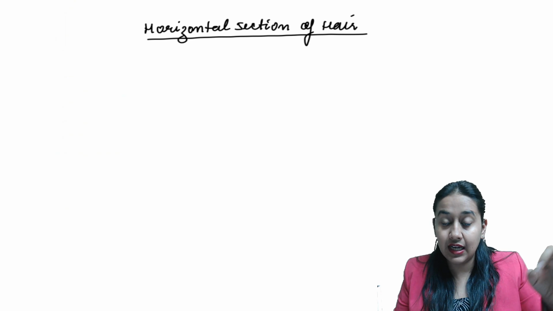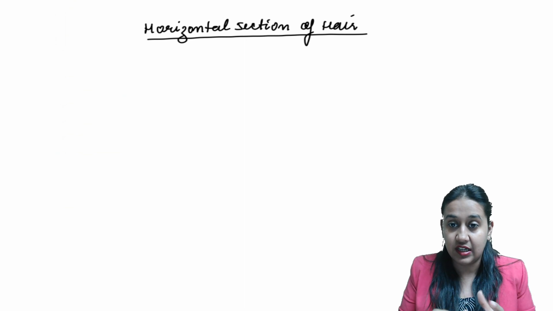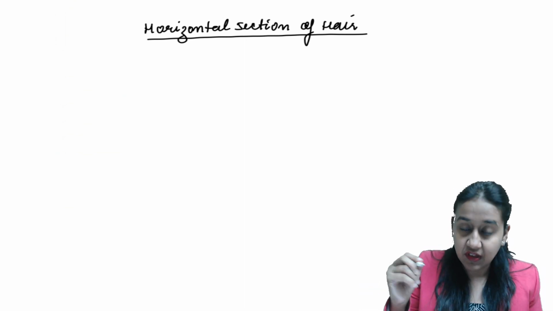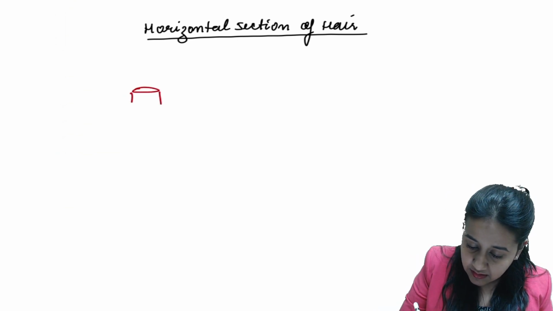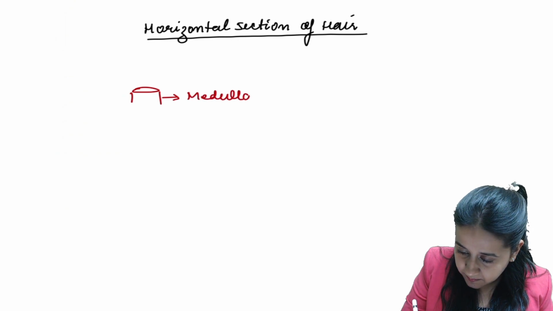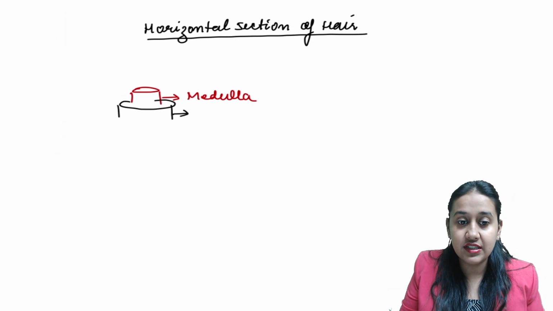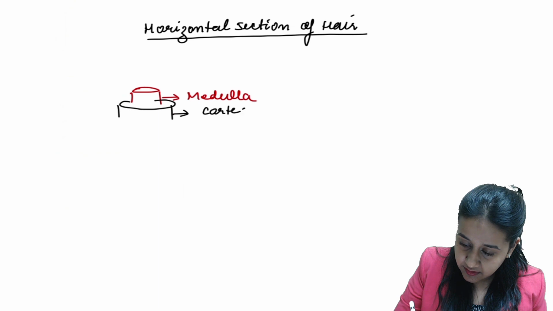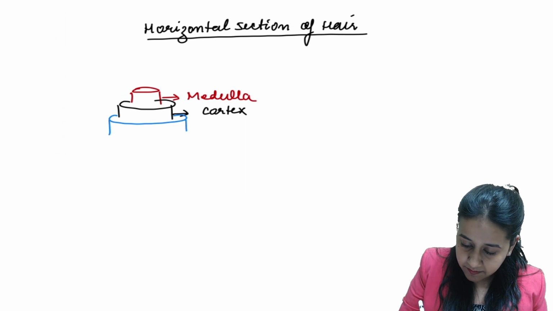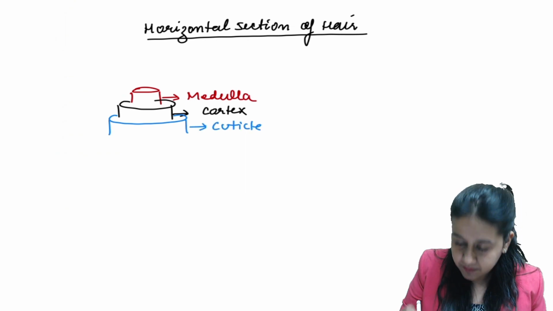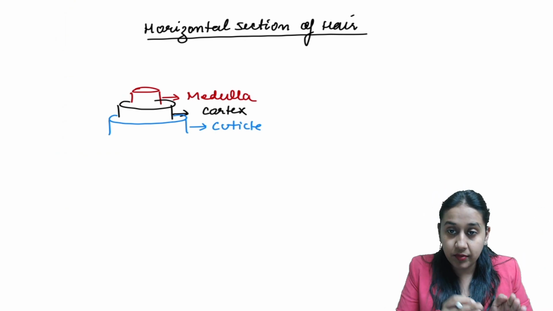In horizontal section, hair is made up of multiple layers. And in your exam, you may need to know which is the innermost layer followed by the outermost layers. The innermost layer in the horizontal section is medulla. Second to this, we have cortex. And surrounding this, we have cuticle. These are the three layers from inner to outer.